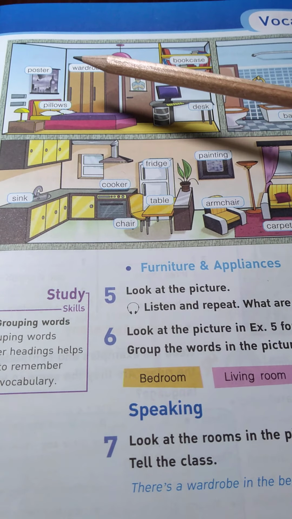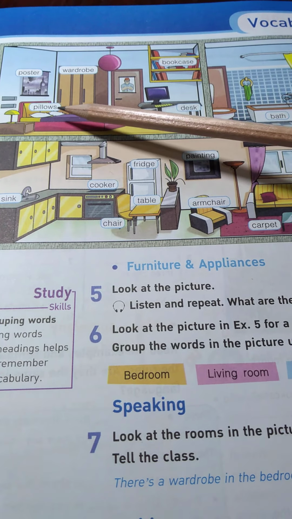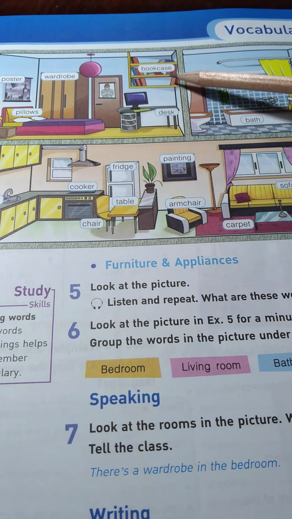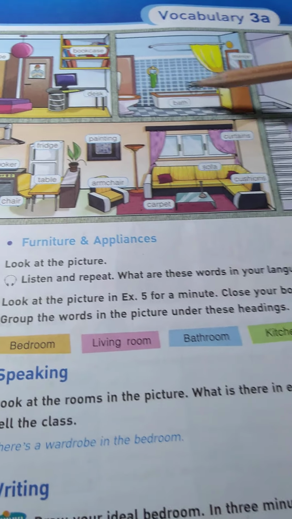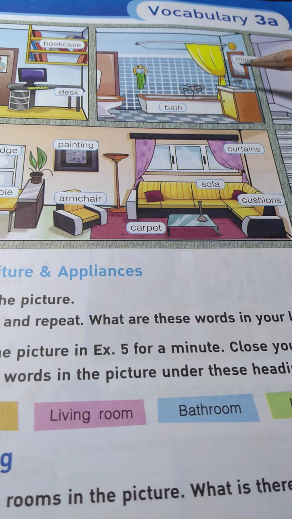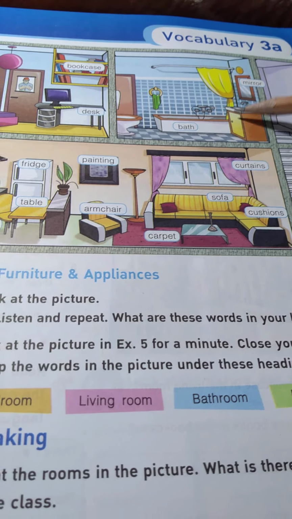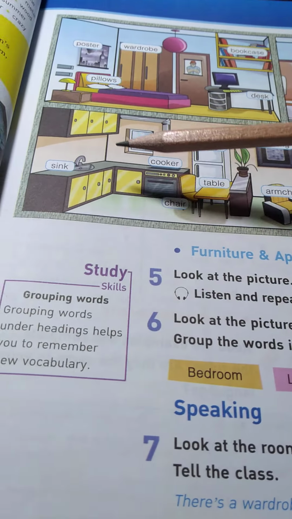All right, we talked about what is there in your house. There's a wardrobe, there's a poster, there are pillows, there's a bookcase, there's a desk in my bedroom. In my bathroom, there's a bathtub, there's a mirror, there's a sink, there's a lavatory, there's a wash basin.